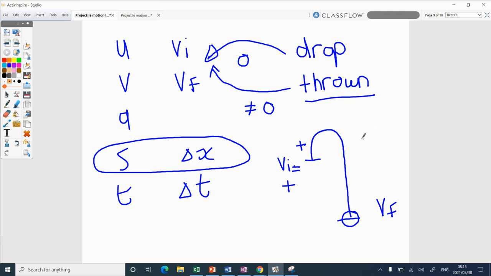Okay, and then you need to decide about your acceleration. Which direction is your acceleration always? Down. Always down. So whatever you decided down is, in this case, this final velocity would be negative and the acceleration would be negative. Now, what will my delta X be? Positive, negative, 0.